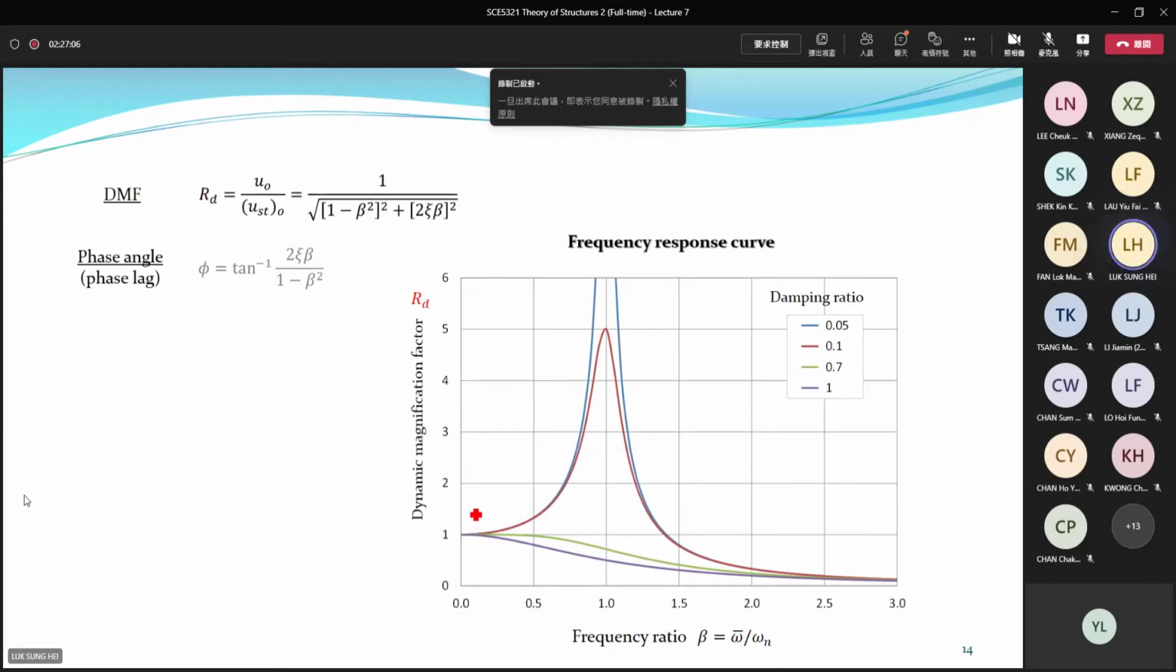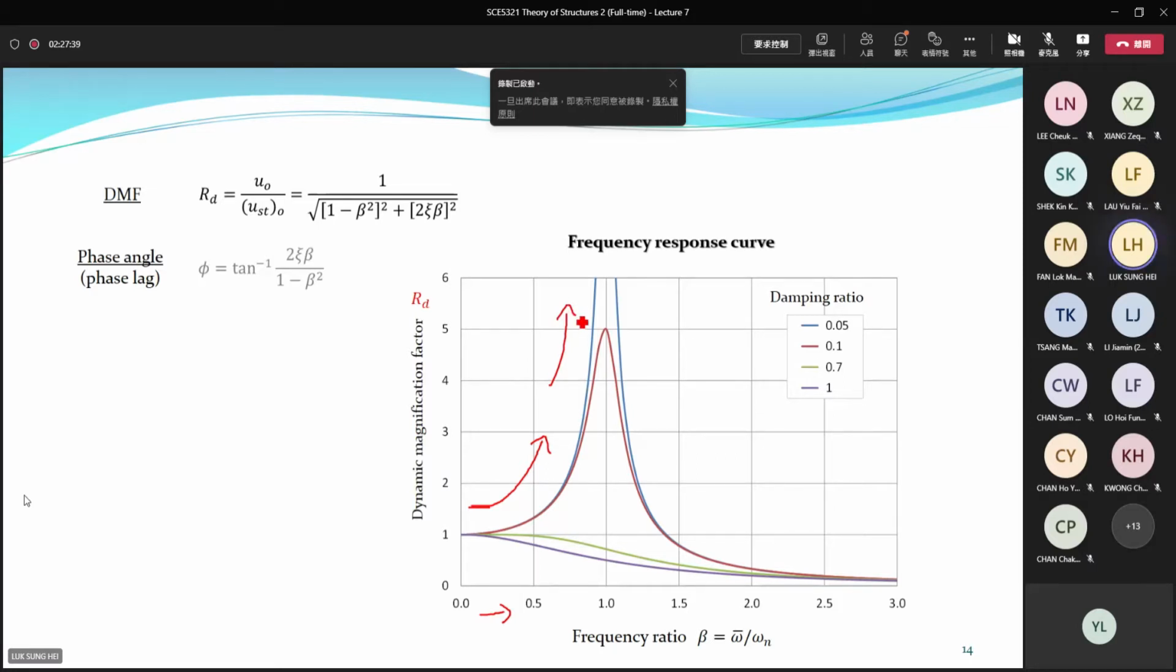And then when beta increases gradually from 0 to 0.3, the loading starts to become a dynamic force, starts to oscillate. Then what we observe? We observe that when beta increases, the value of RD increases from 1 to 2, 2 to 3, 3 to 4, depending on the coordinate you consider.